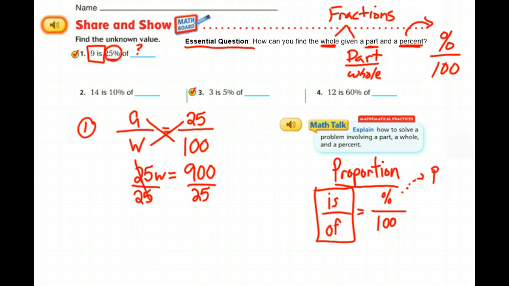25 divided by 25 cancels, leaving us with 1 as our coefficient, our value in front of the variable, equals, now I've got to take 900 divided by 25. We know there's 4 for every 100, so we are looking at 9 100s, so 4 for every 9 of those actually leaves us with an answer of 36. So 9 is 25% of 36.